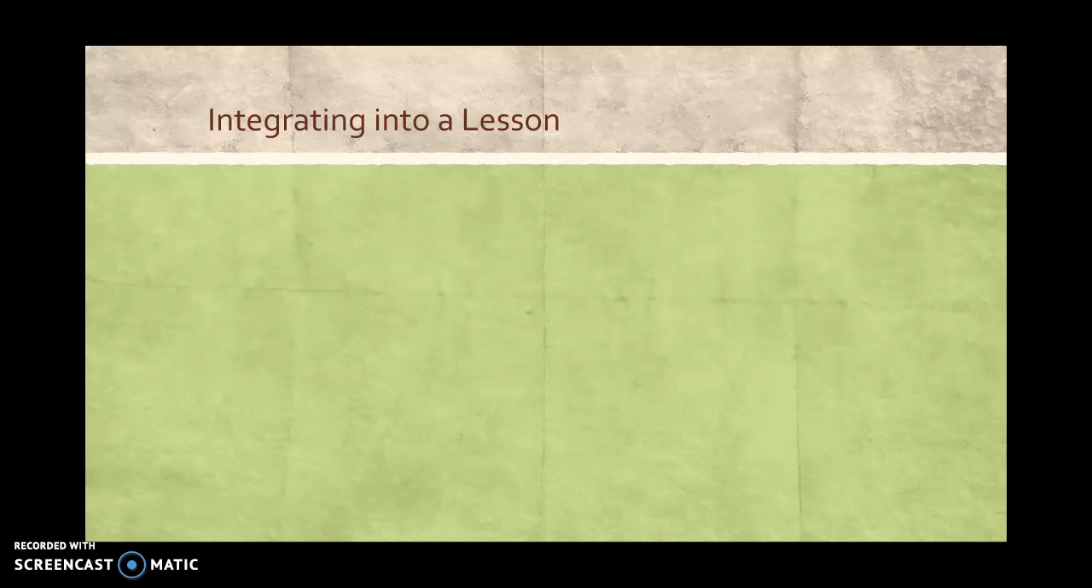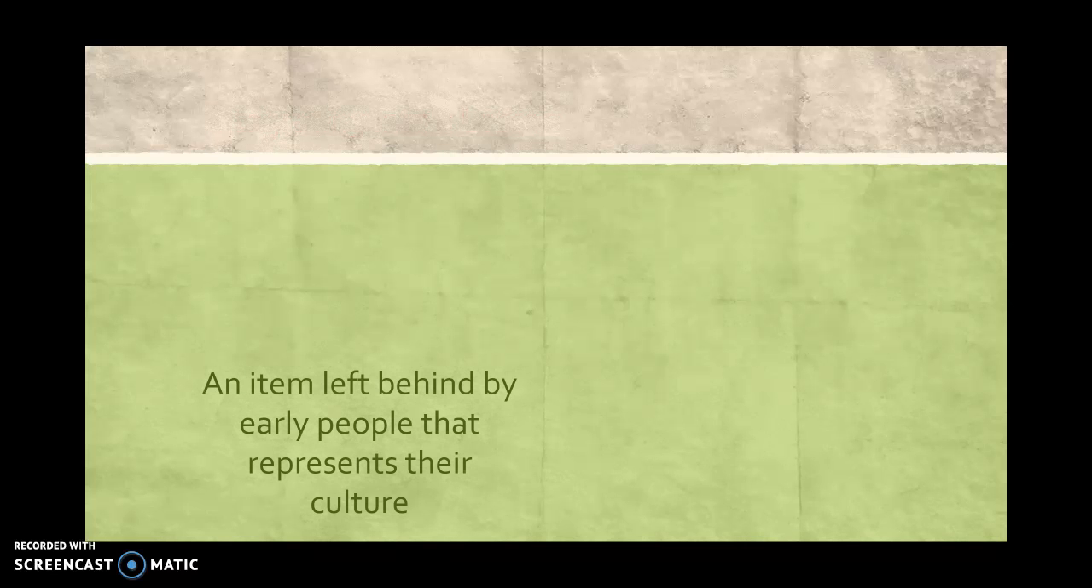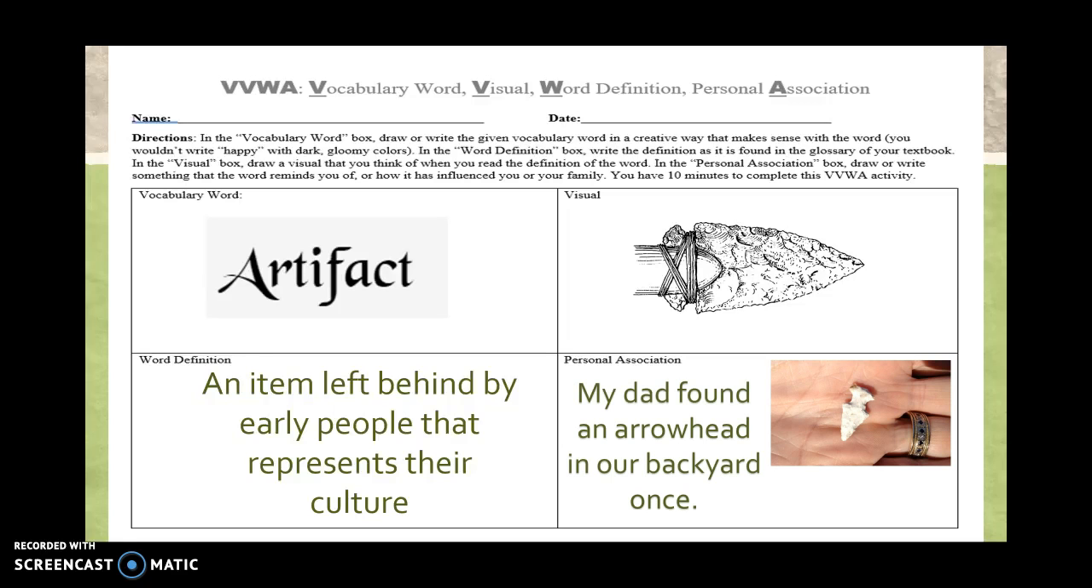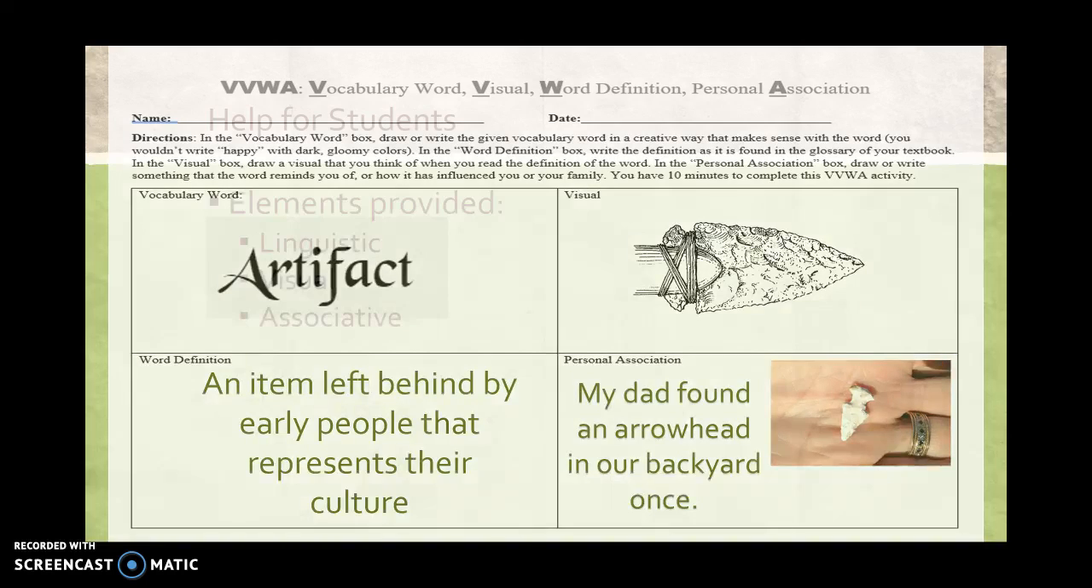So integrating this into a lesson is pretty simple. So you just have this blank template in the back, and so you've got the vocabulary word, artifact, right there, the visual, a drawing of an arrowhead, the word definition, an item left behind by early people that represents their culture, and a personal association. They could draw a picture, or they could say, my dad found an arrowhead in our backyard once. Simple like that. So this is just a blank template that I've got to use for this.